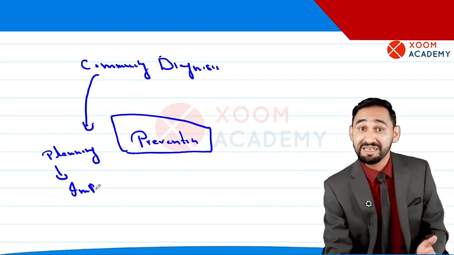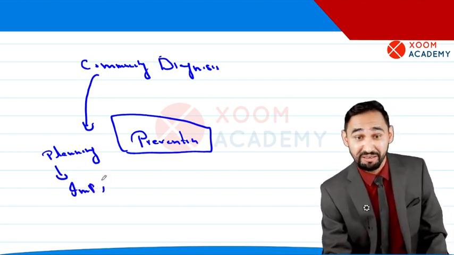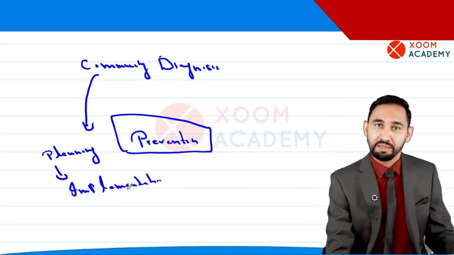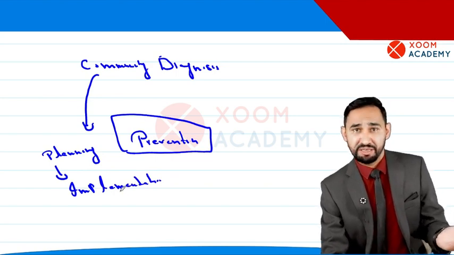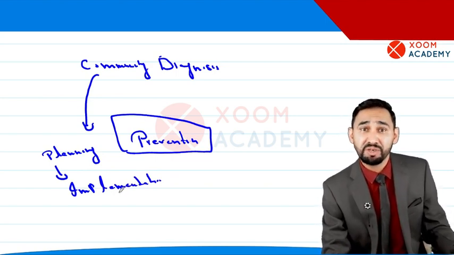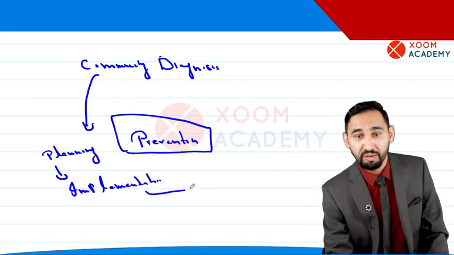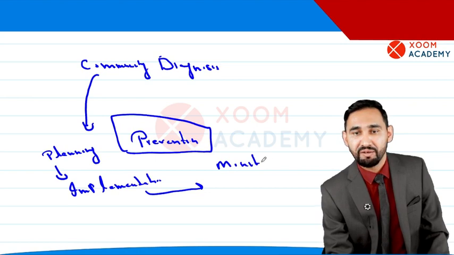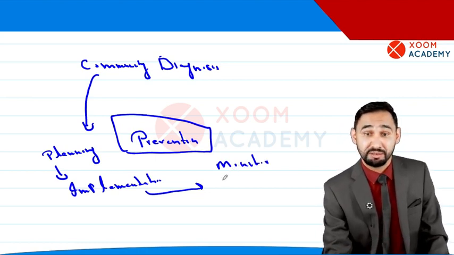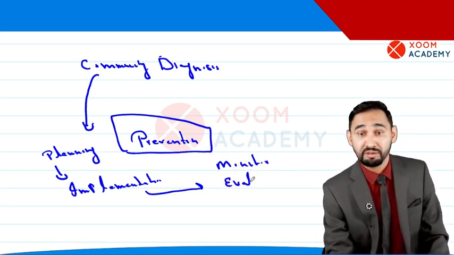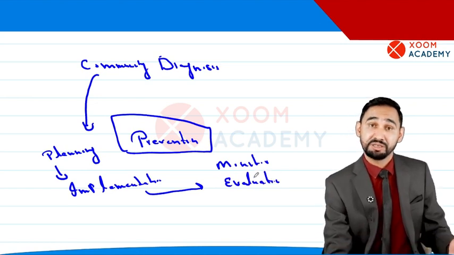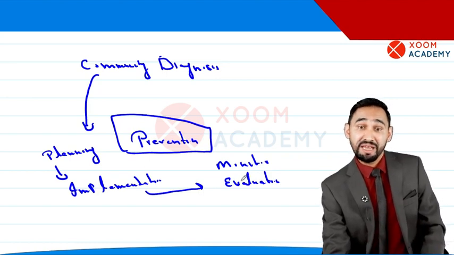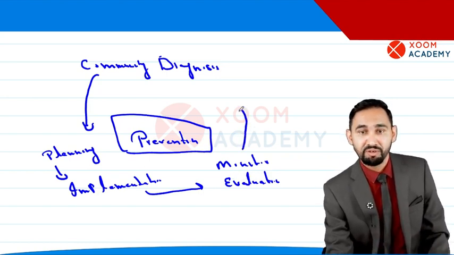Only making a plan is not sufficient. We have to implement that plan. Implementation has certain requirements. We need money. We need budget. We need a team. We need a strategy. We'll implement. After implementation, we'll monitor whether our system is working or not. We will evaluate whether our interventions are successful or not successful, and what changes need to be made.